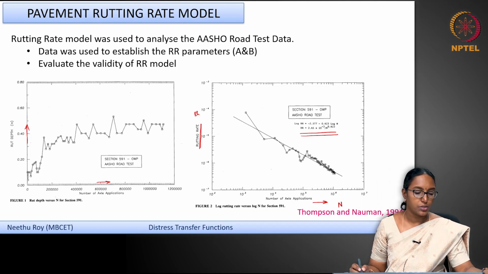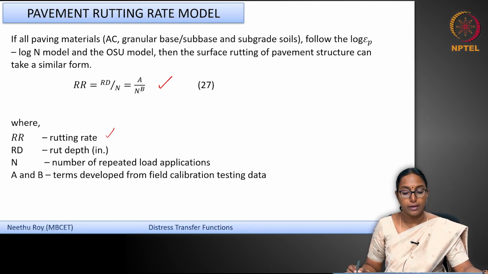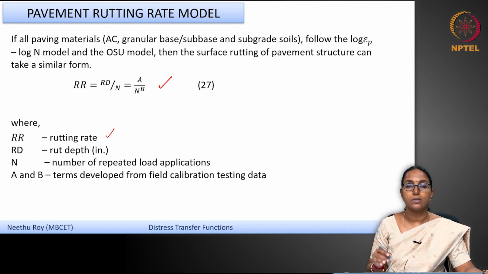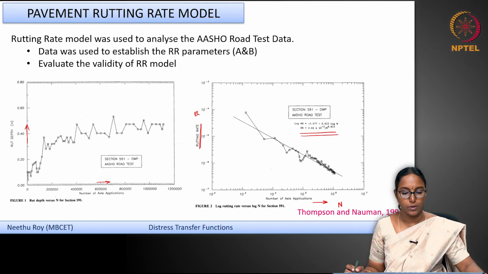Such a relationship, or such distress functions, can be obtained directly if you have a sufficient amount of field data which correlates the rutting rate and the number of load repetitions in the field. Okay.